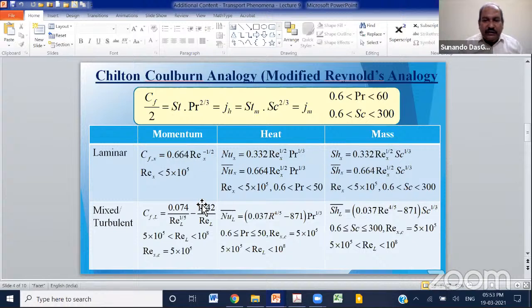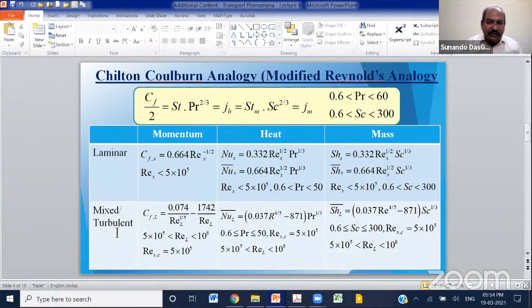So these are the different relations which one can obtain for the case of momentum, heat, and mass, and this constitutes the final chapter of transport phenomena that I have introduced in the class. So this is for the laminar case. This one is for the turbulent case, which is also known as the mixed case, because you do not have turbulent flow from the very beginning.